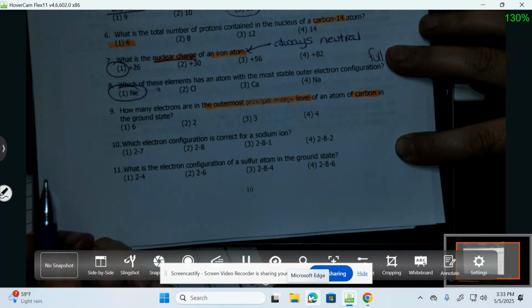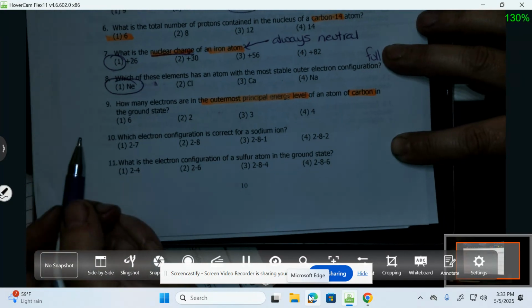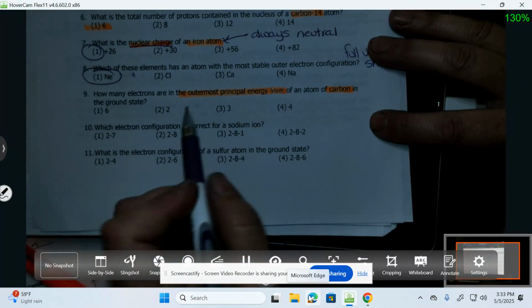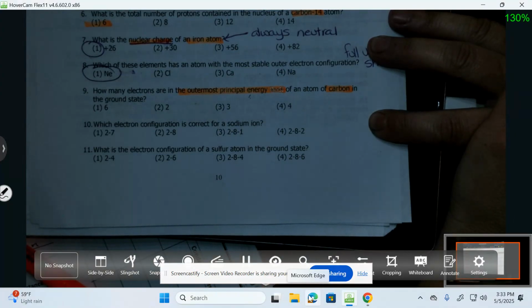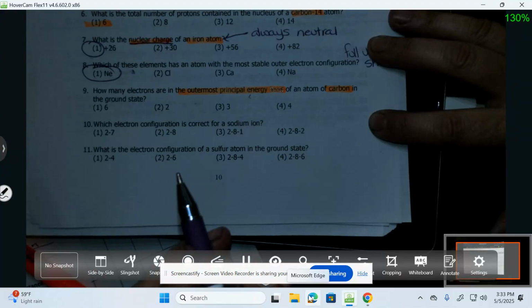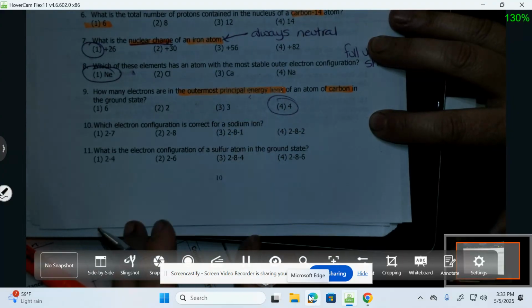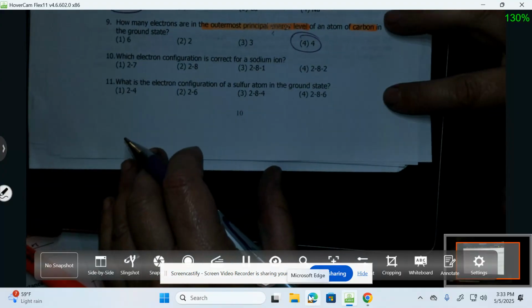Olivia, how many? You got this, kid. How many electrons are in the outermost energy level of carbon? Say it loud like you mean it. I'm going to go with you said 4, even though you didn't say it loud.